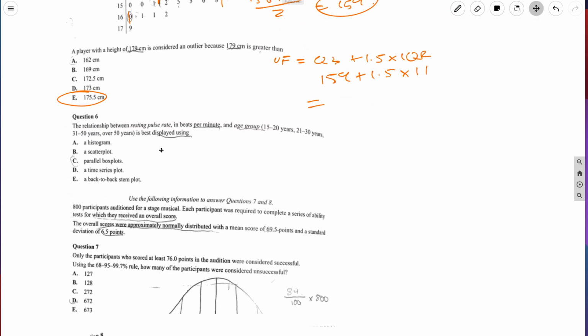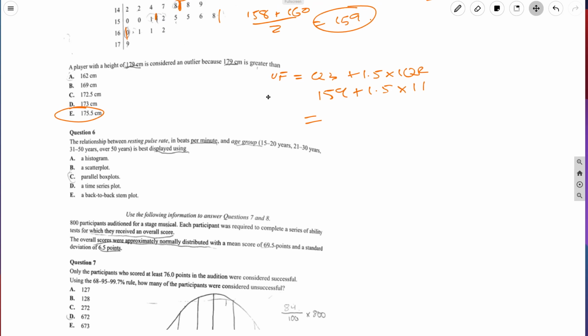Then we have: the relationship between resting pulse rate in beats per minute and age group is best displayed using. So here it's about the data types. The relationship between resting pulse rate in beats per minute, that is numerical, and age group is categorical.